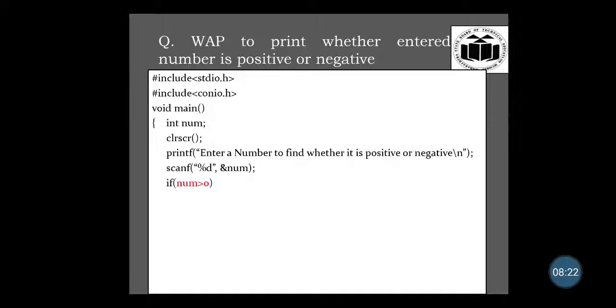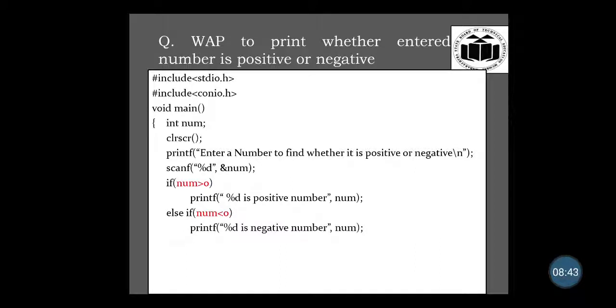And that is the next logical part. If nvm is greater than 0, then it should be positive. That message is displayed: %d is positive number. If number, or nvm, is less than 0, then it is negative. Next, if both of these conditions are false, then that number should be 0. That means the number is neither positive nor negative.